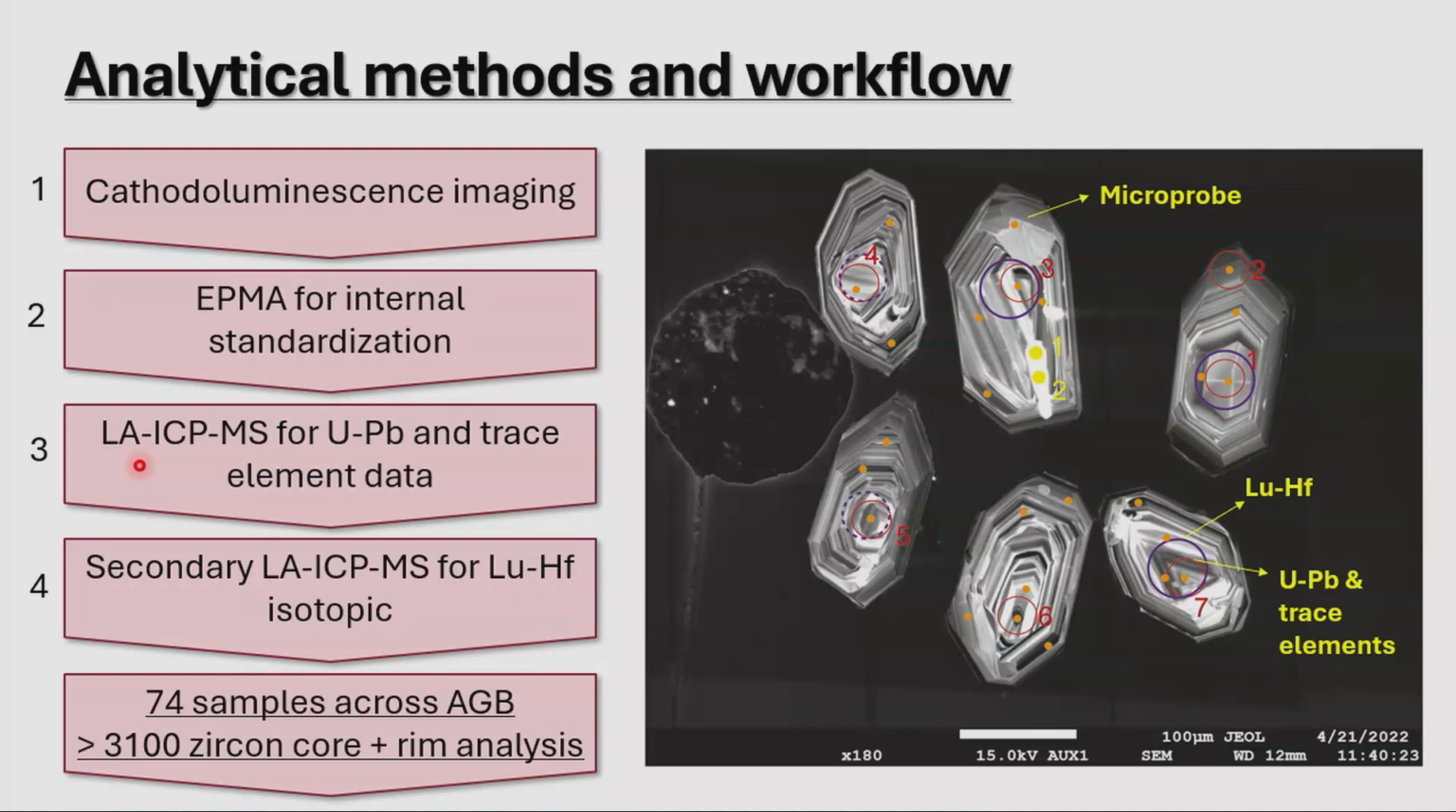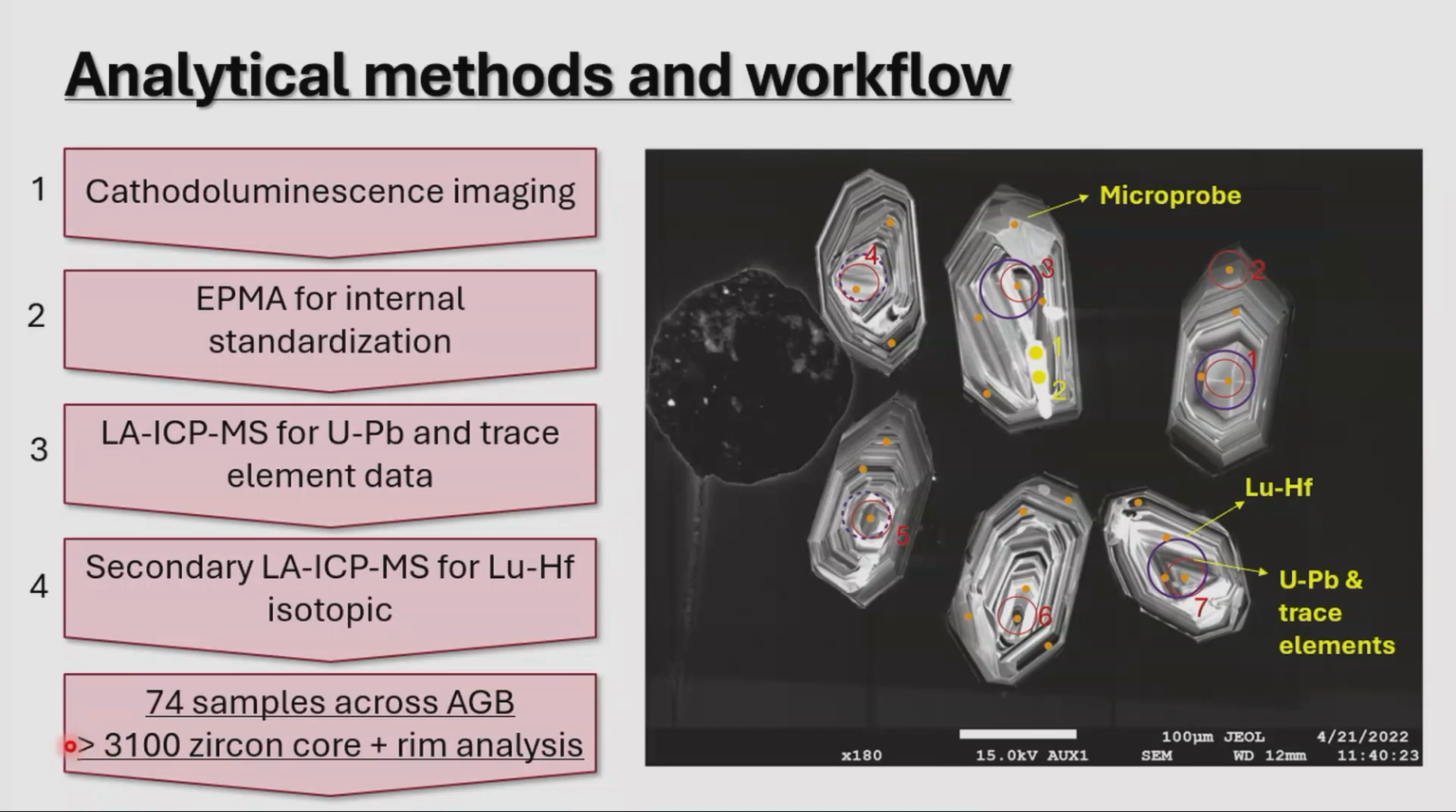The really helpful thing about our data set is that every spot is connected with a probe location, which then allows us to internally standardize the data for a really robust data set. Then we go through and do our laser ablation data collection for uranium, lead, and trace elements. We do that concurrently so that we can tie in situ trace element chemistry with time and the textural context. Finally, we do a secondary laser ablation data collection for the lutetium hafnium isotopes. We do that by putting the lutetium hafnium ablation spot over the same trace element and uranium lead spot, so we maintain that context throughout the whole data collection process.